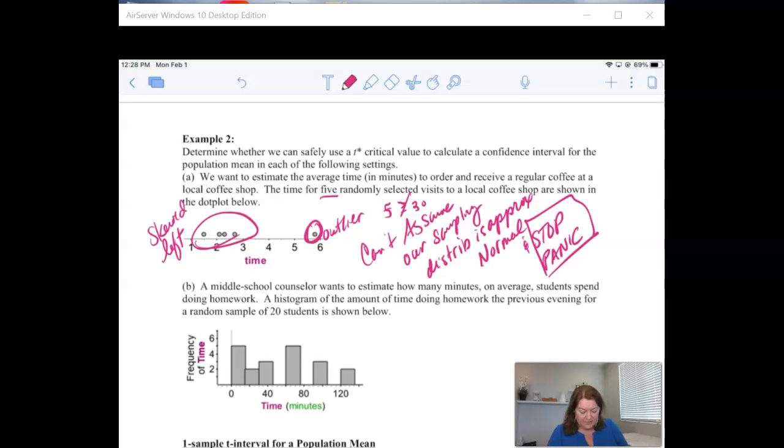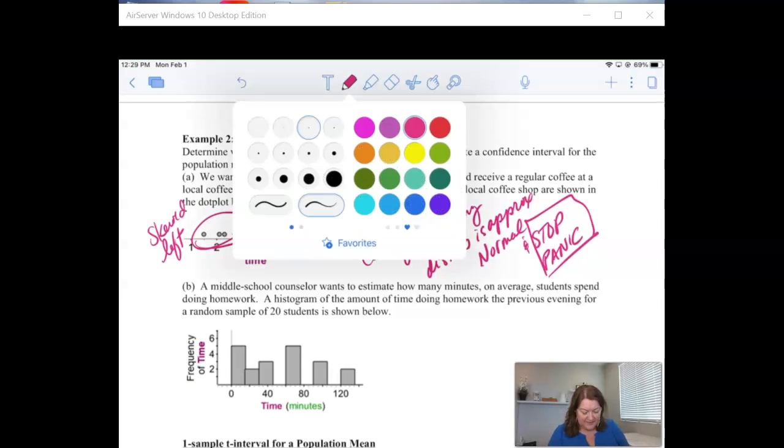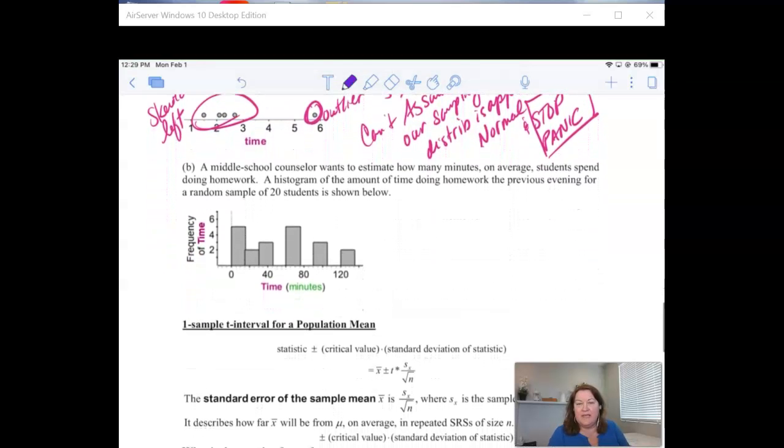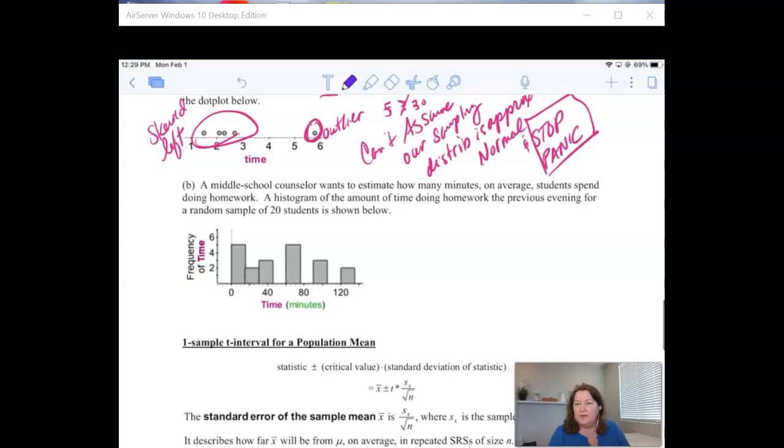All right, here's one that hopefully looks a little bit better for us. Let's take a look. This one is a middle school counselor who wants to estimate how many minutes on average students spend doing homework. The histogram of the amount of time doing homework is below with a sample of 20 students. So again, they didn't say the population they selected from was approximately normal. The central limit theorem will not qualify, so it doesn't pass the central limit theorem. So then we look at the data that they gave us. They've already provided us with the histogram.